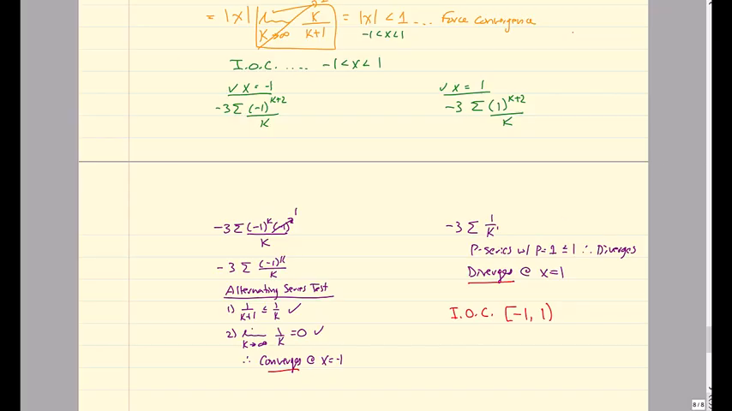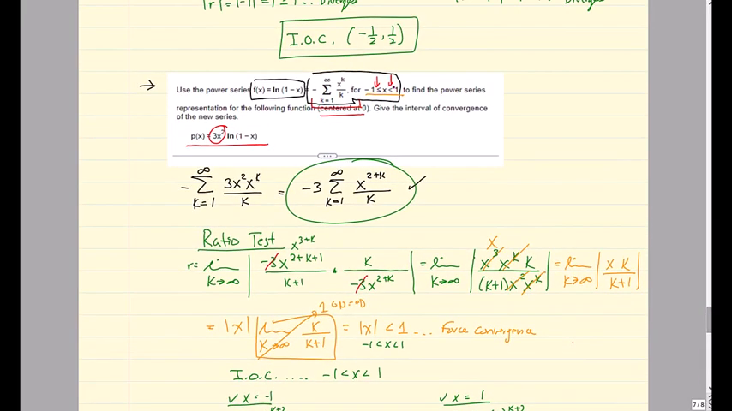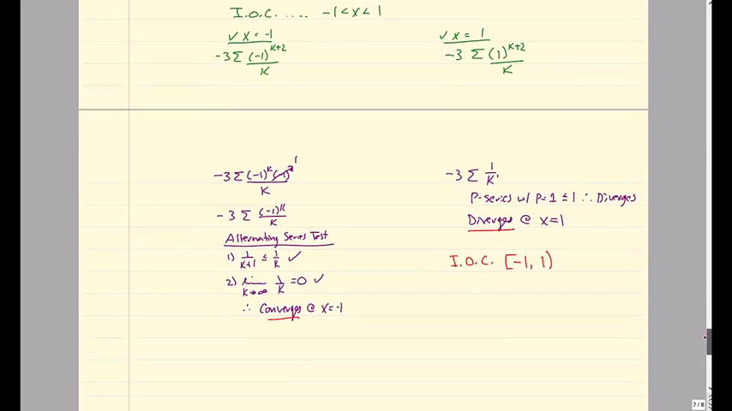So here I needed to check those endpoints, and notice if we go clear back up to the top, that matches the less than or equal to on the left and the less than on the right, bracket and parenthesis.